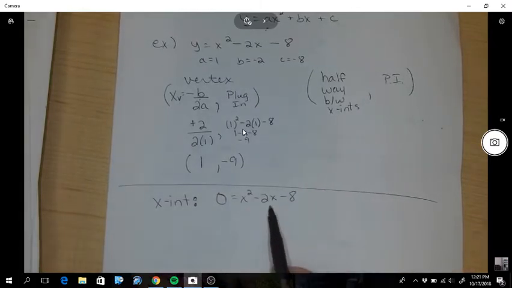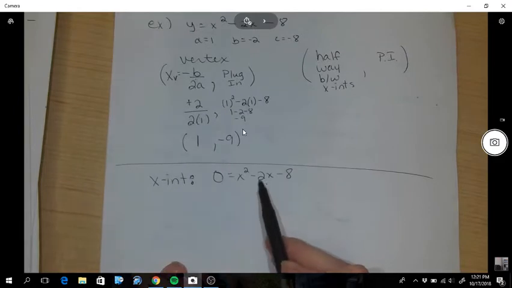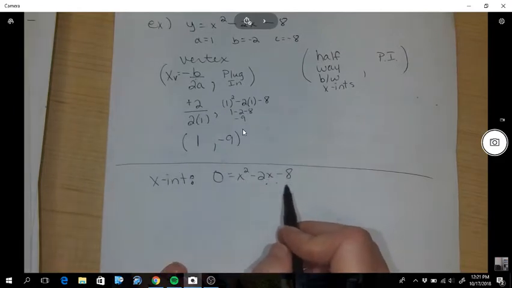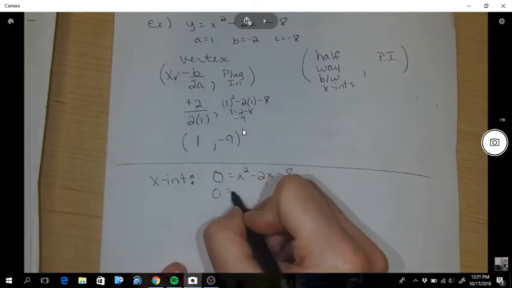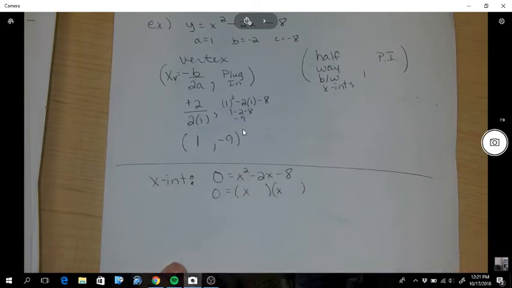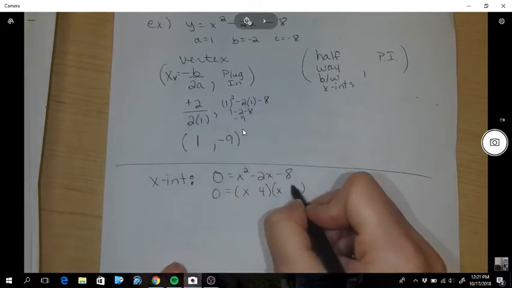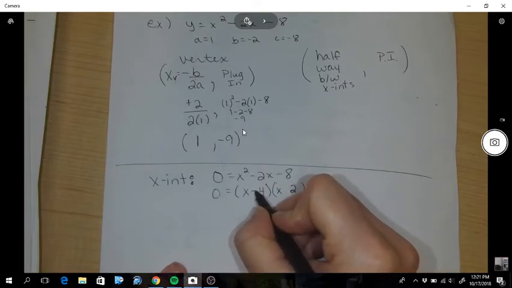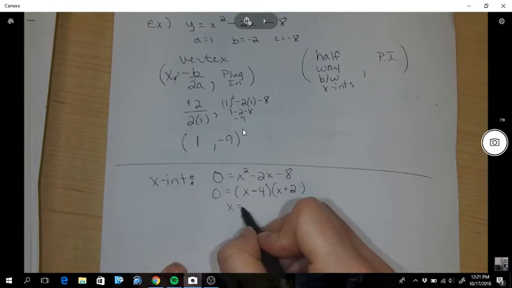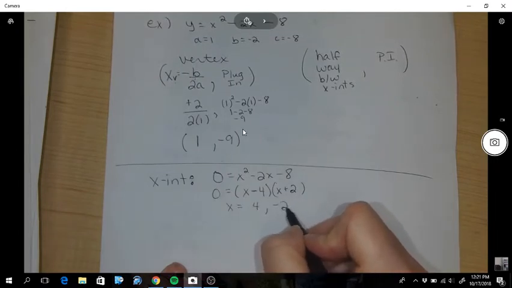So to solve for x here, I can't isolate because I have x squareds and x's. So you can see a simple trinomial. I'm going to factor it. So x at the front, and the last spot needs to multiply to negative 8 and combine for negative 2. So my x-intercepts are 4 and negative 2.